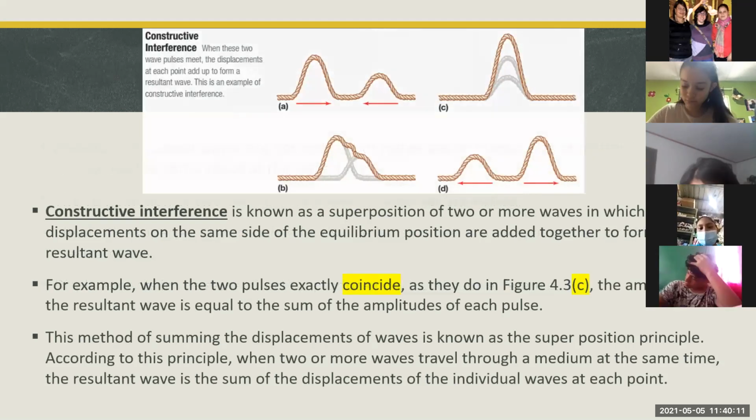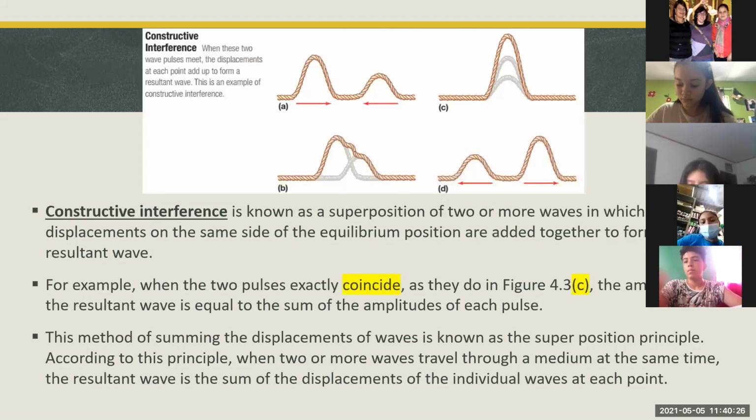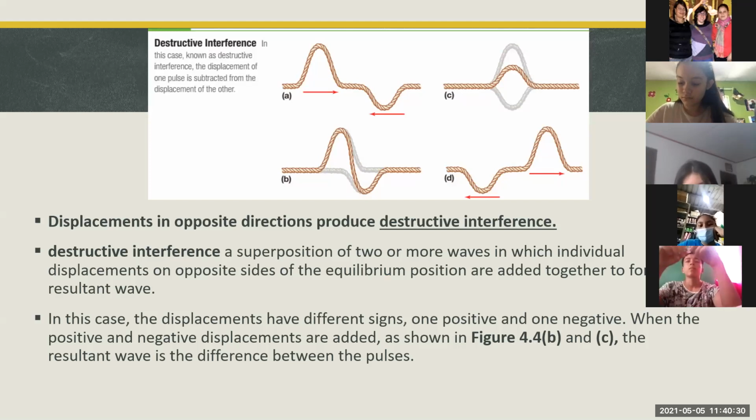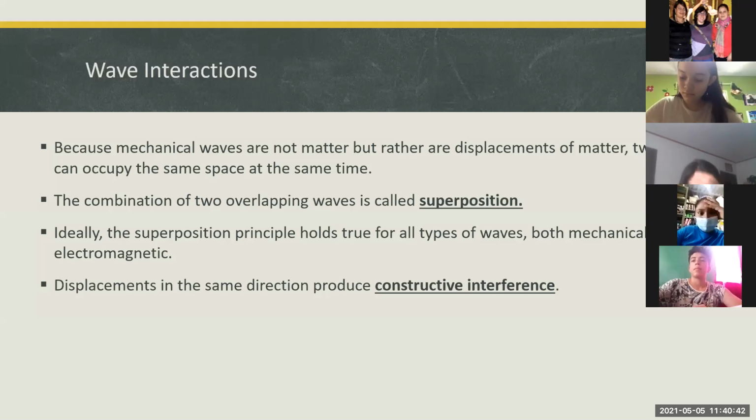Now, we can have two types of interference. We can have constructive interference, which is when the two waves are going in the same direction, or we can have destructive interference when the two waves are coming in different directions. So both constructive and destructive interference are examples of what we know as overlapping waves or superposition. Superposition is just another way to say that one wave is above the other one. So they overlap, and that situation is called superposition.